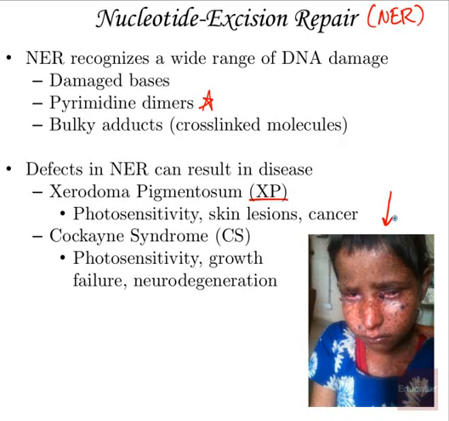Another defect of NER can produce another disease called Cockayne syndrome. And that also presents with photosensitivity, as well as growth failure and neurodegeneration.